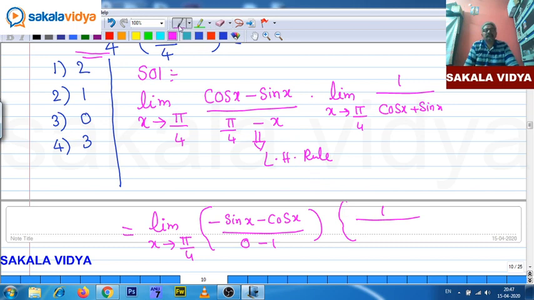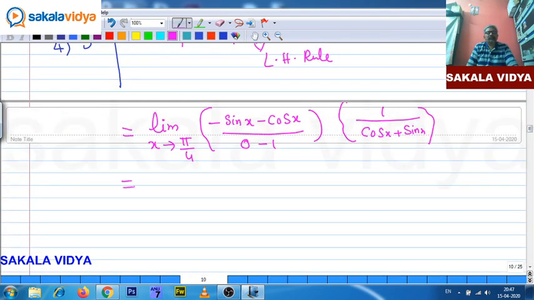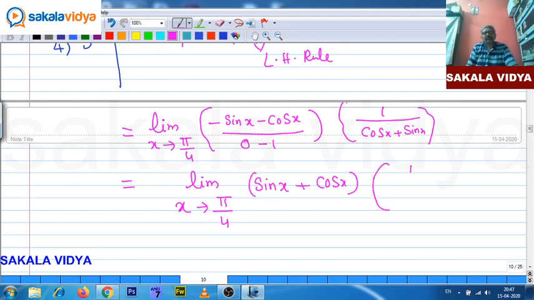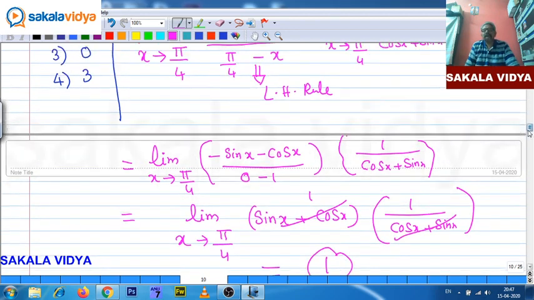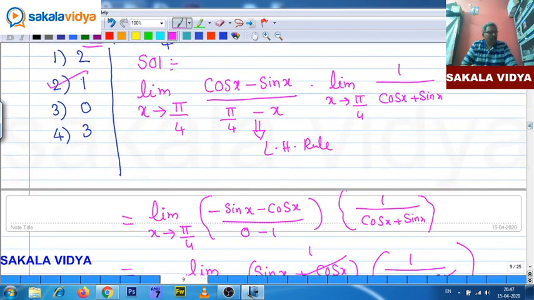Again you can rewrite this, cos x plus sin x. So, now we can write minus common, minus into minus plus, limit x tends to pi by 4, (sin x plus cos x) into 1 by (cos x plus sin x). So, this gets cancelled, we have 1 as the answer. Second option is the right option.